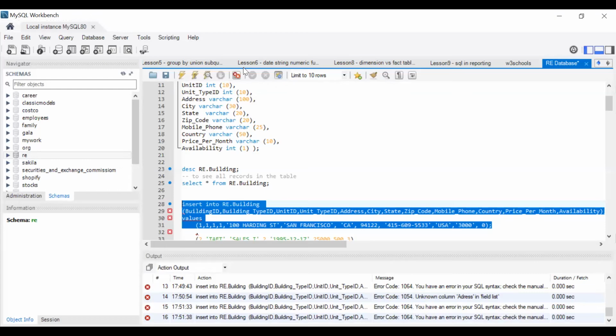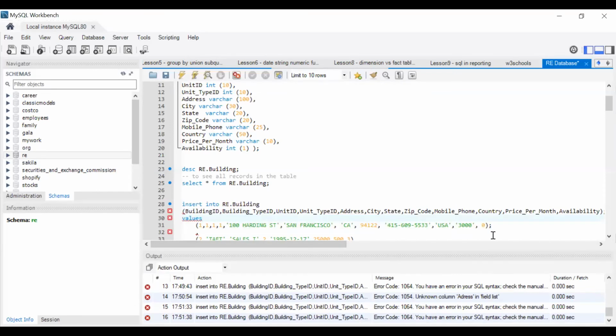There's still a type ID. Type ID. I'm not sure what you mean. But anyway, address city.